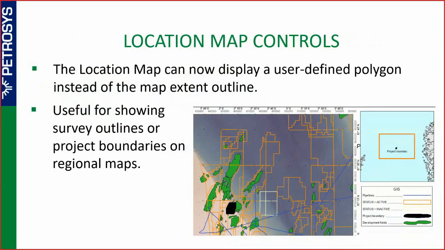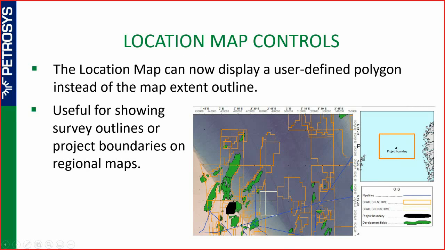Now, another new feature, this is a relatively small one, but it's also quite useful to know about. So the location map can display a user-defined polygon instead of or as well as the map extent outline now. So we're showing our map extent outline in orange here, but we've also added in a polygon that represents our project boundary. And this polygon here is reflected in the map canvas here.